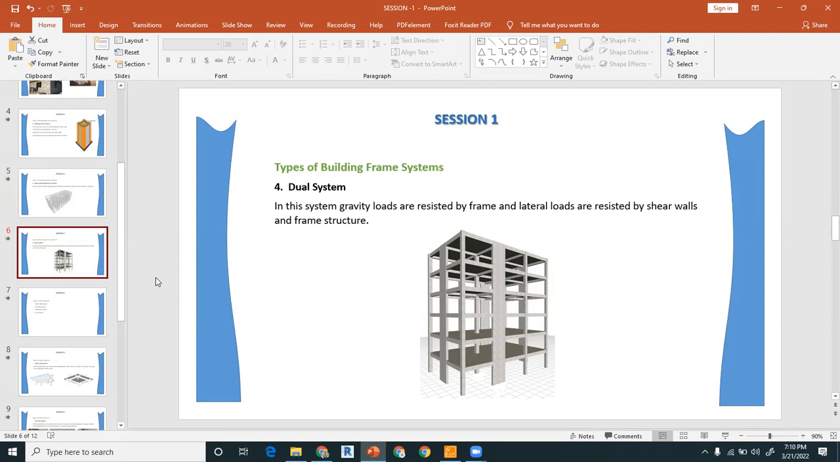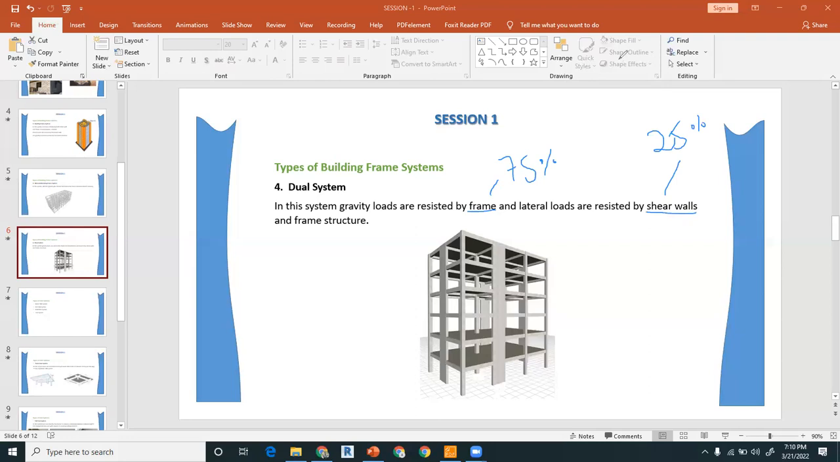For example, there is no restriction on the percentage. If an engineer wants to resist 75% of the lateral loads by the frame and 25% of the load to be resisted by the shear walls or core walls or lift walls, we can do that, right?